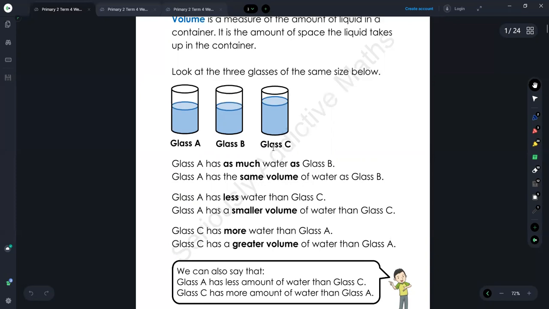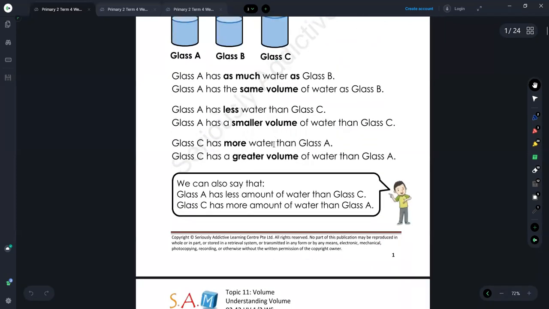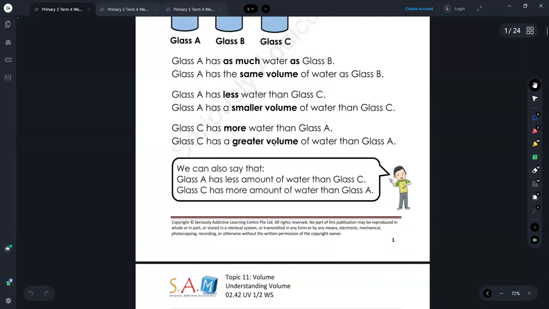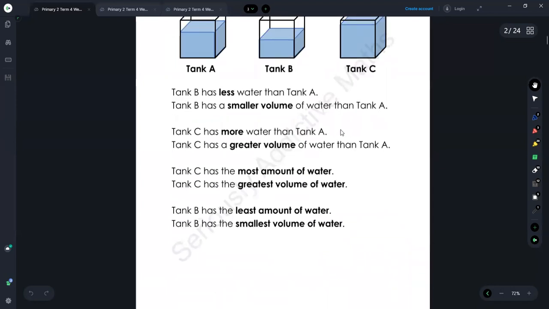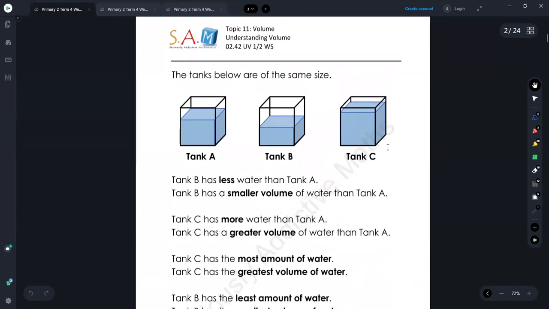The other way is true as well. Glass C has a greater volume of water than glass A, or you can simply say that glass C has more water than glass A. Same with this exercise, so I don't think you have to go through it a bit by bit. You can quickly check with them which one is the most, which one is the least.